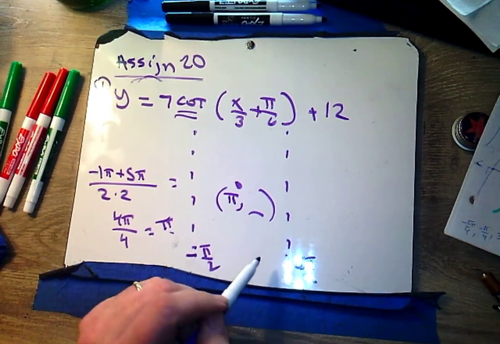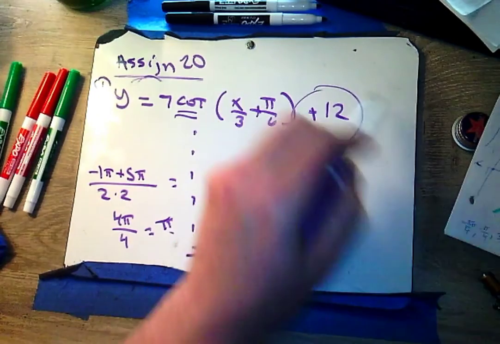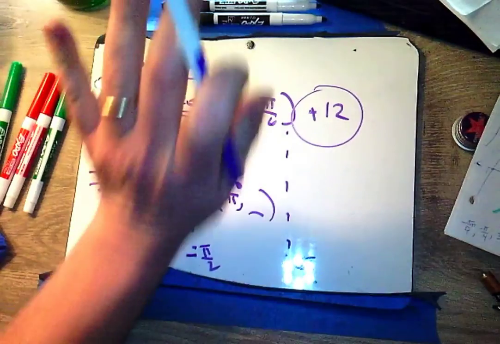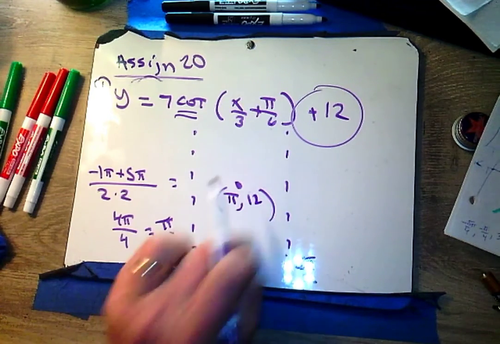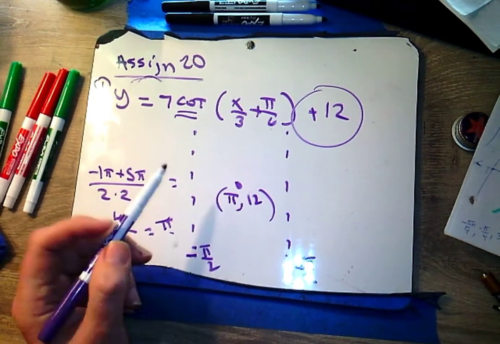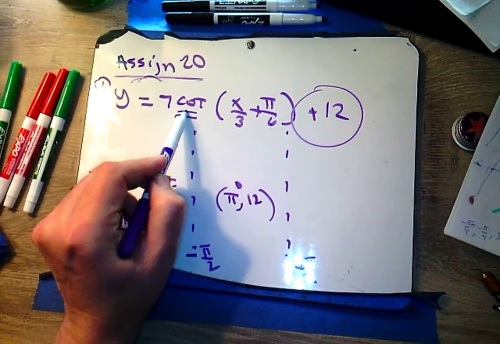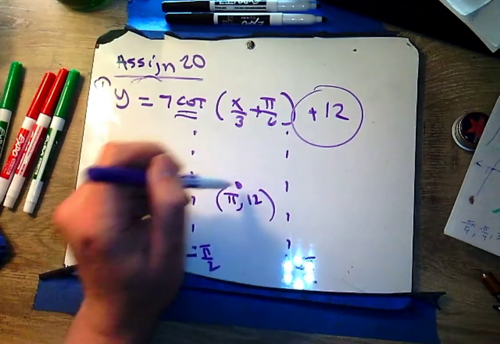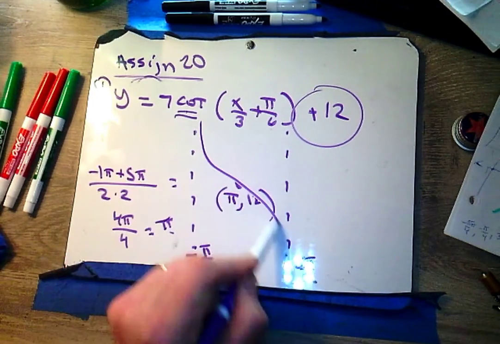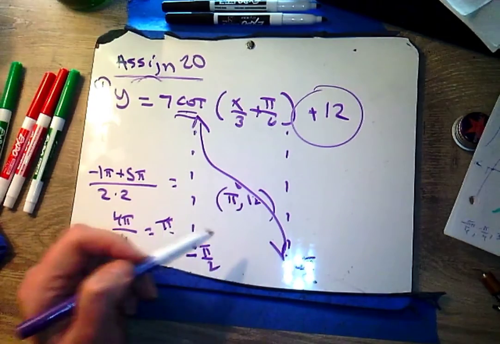And what about the y value? Well, there's our d value. We shifted the whole graph up 12 places. So that's going to be a 12. Finally, what about the shape? Well, that's cotangent, not tangent. Tangent would look like this. Cotangent looks like this. Okay?